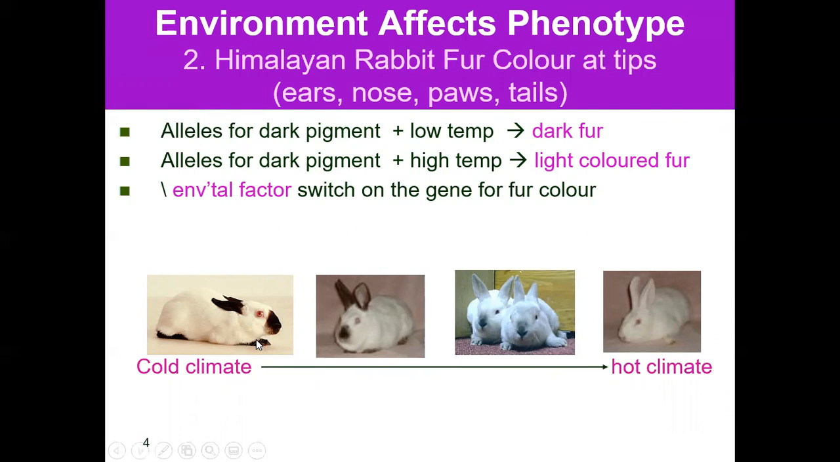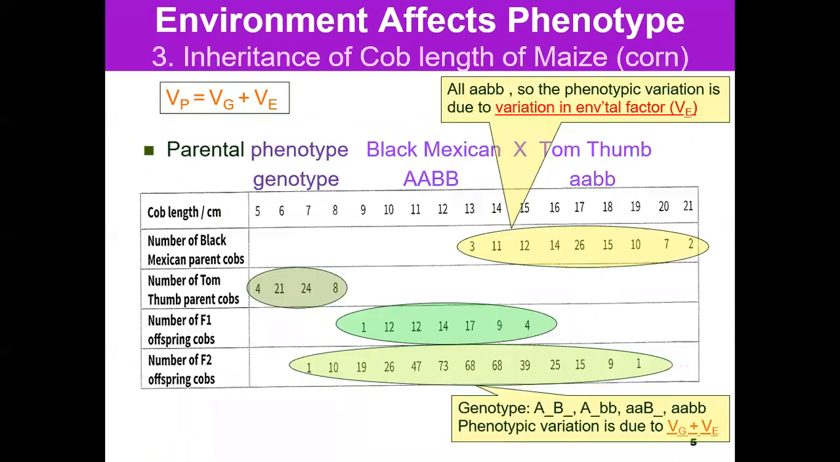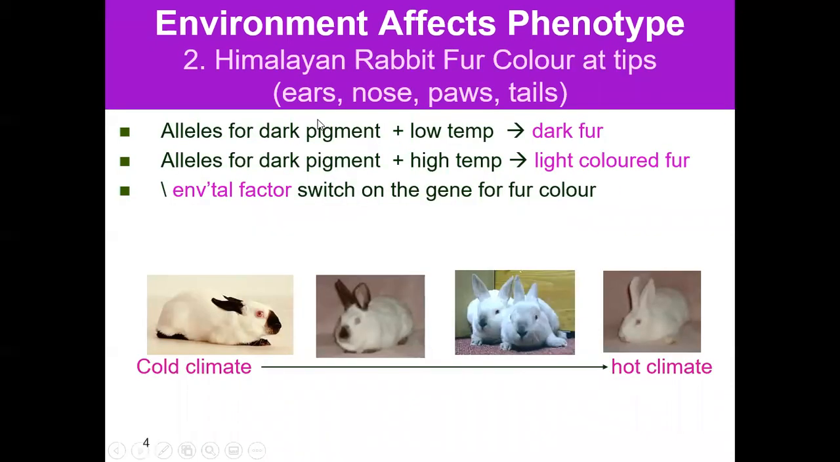So you see this diagram here. There's very cold climate on the left side, all the way until hot climate. You can see that when it's cold, the tips of this Himalayan rabbit will be dark in color. Because usually when it's very cold, which part of the body will be coldest? You feel your hands, your feet, your ears, your nose tip, right? So these are the tips that will become very cold. So in very cold climate, those tips of the body that become very cold will cause the dark pigment to be produced and give the dark fur.